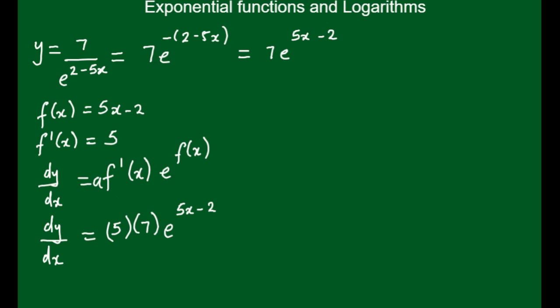So our final answer, dy dx, is going to be 7 by 5, that's 35, e to the power of 5x minus 2. So that's our final answer. Let's move on to another example.